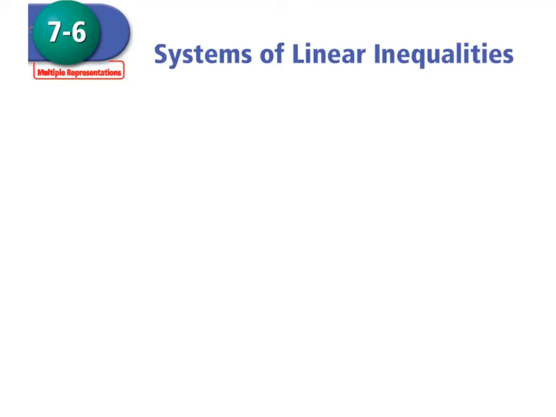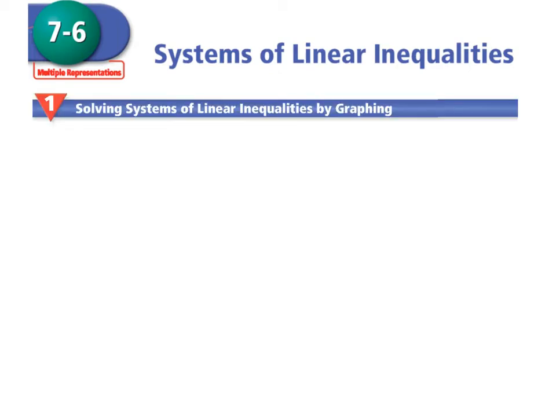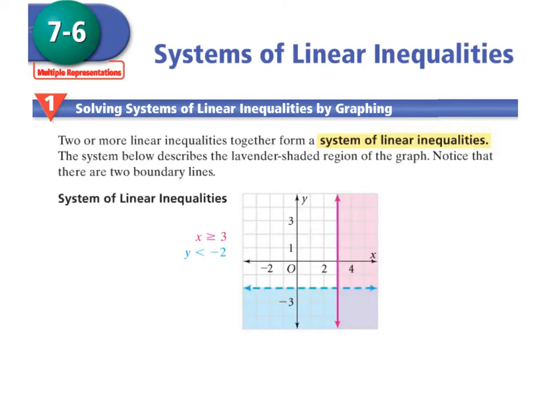Seventh graders, believe it or not, we are already at the end of Chapter 7. We are in Section 7.6, which covers systems of linear inequalities. In the first section, we're going to solve systems of linear inequalities by graphing. Two or more linear inequalities together form a system of linear inequalities.